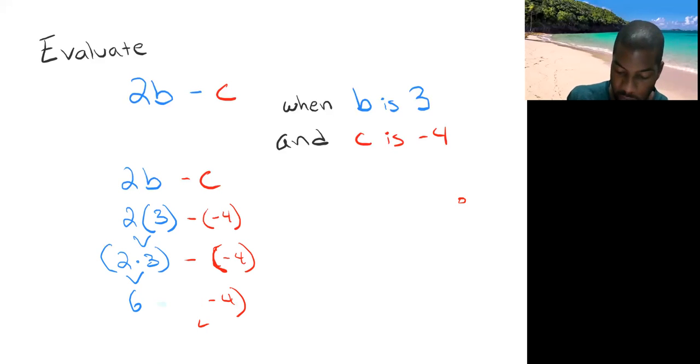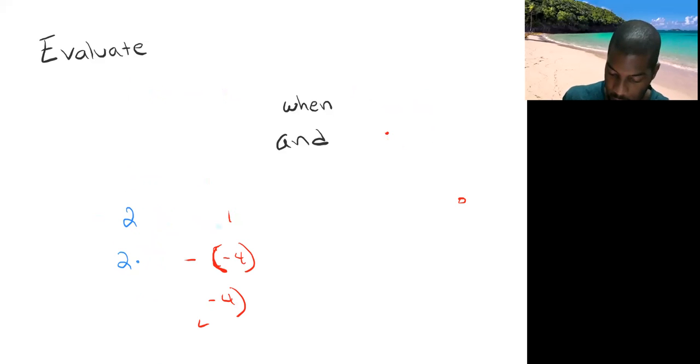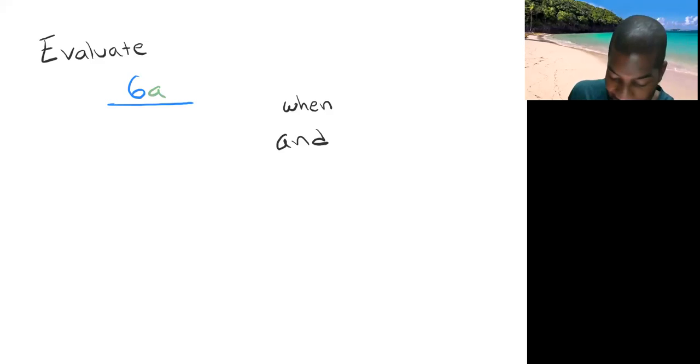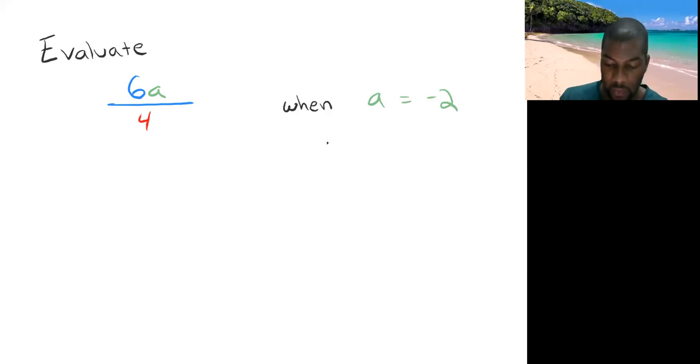We are going to try a division problem next. Very exciting. Here we go. Evaluate 6a over 4, or 6 times a, 6 a's over 4, when a is -2. There is no other variable, so we can get rid of that.